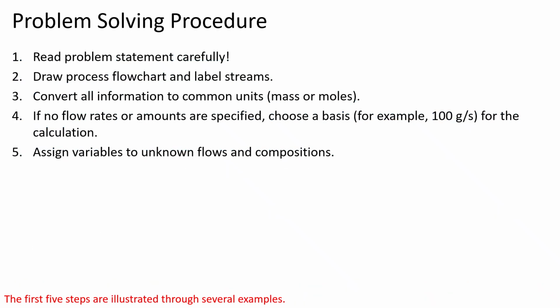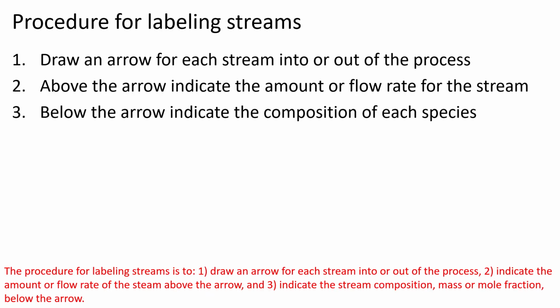The first 5 steps are illustrated through several examples. The procedure for labeling streams is to 1. Draw an arrow for each stream into or out of the process. 2. Indicate the amount or flow rate of the stream above the arrow. And 3. Indicate the stream composition, mass, or mole fraction below the arrow.